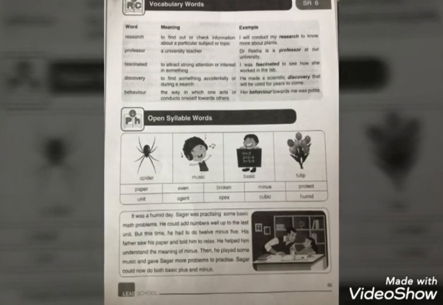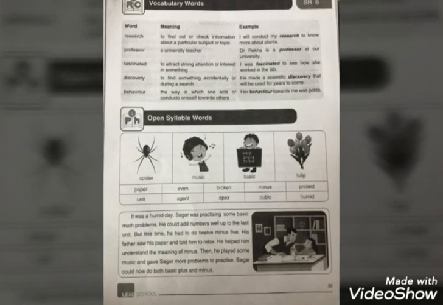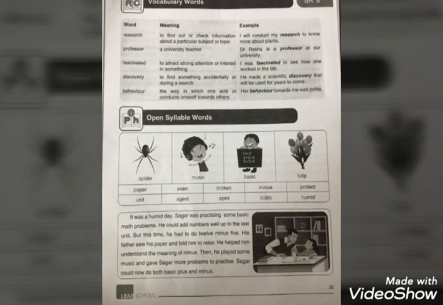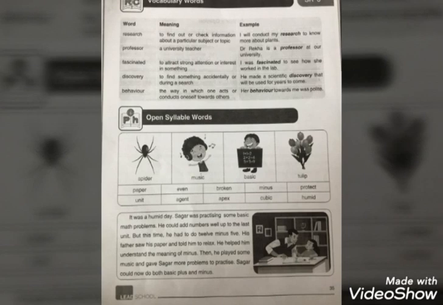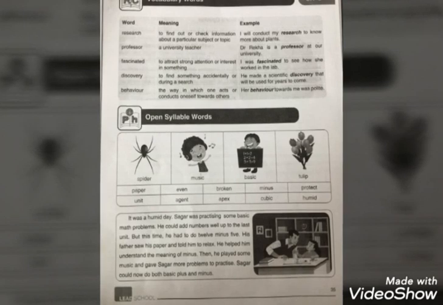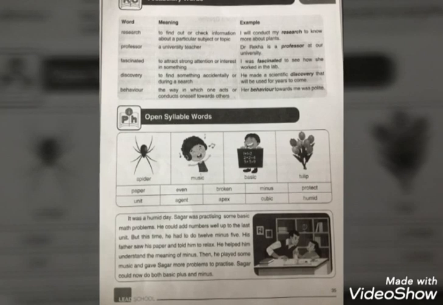You can take page number 35. Spider, music, basic, tulip, paper, even, broken, minus, protect, unit, agent, apex, cubic, humid. The following paragraph will give you good practice with open syllable words.